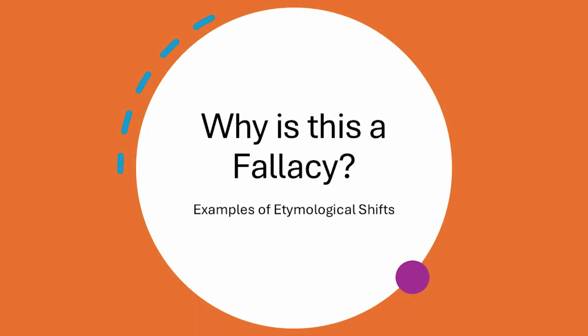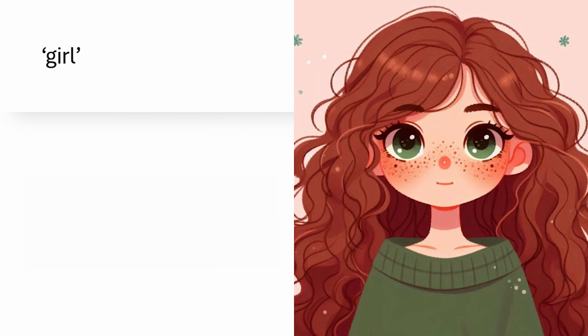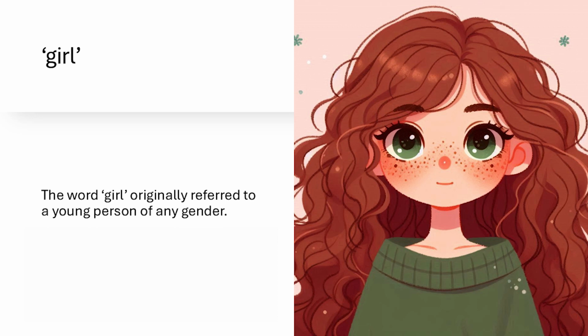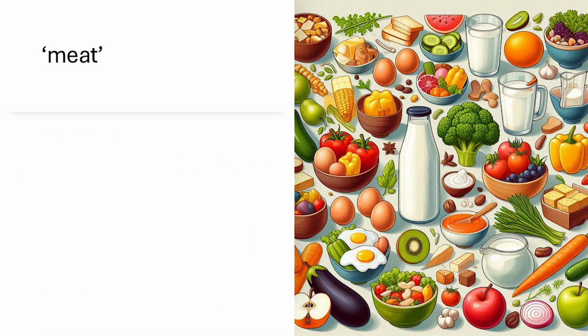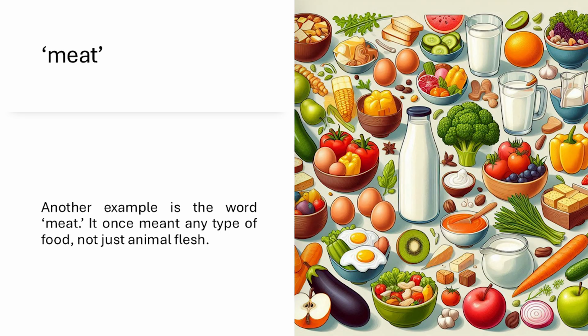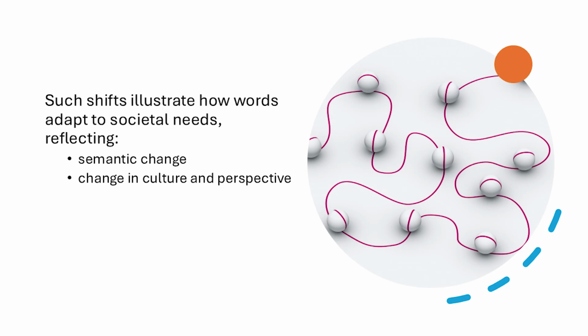Let me give you some more examples to clarify this situation of etymological fallacy. Did you know the word girl in English originally meant a young person of any gender? So it could be even boy or girl in today's usage. Nowadays, however, it is used specifically to refer to female young humans. Another example is the word meat. The word meat originally meant food. It wasn't just animal flesh. However, throughout the evolution of the English language, the meaning of the word meat, as well as the meaning of the word girl, have evolved. Such shifts in meaning illustrate how words adapt to societal needs, reflecting semantic change and change in culture and perspective.